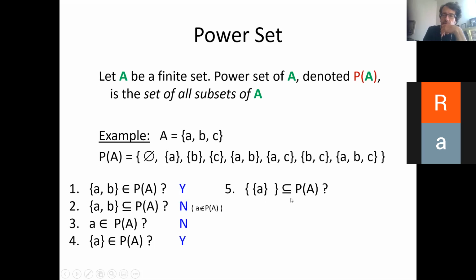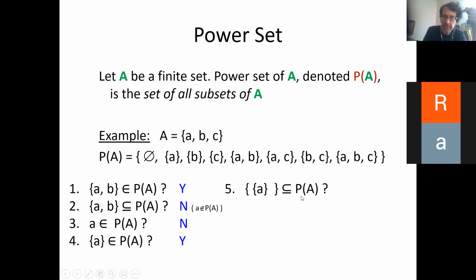Is a set which is a singleton, whose only element is the set, which is a singleton whose only element is A. This thing is a set whose only element is this little set inside, the singleton set. Is this set a subset of the power set?